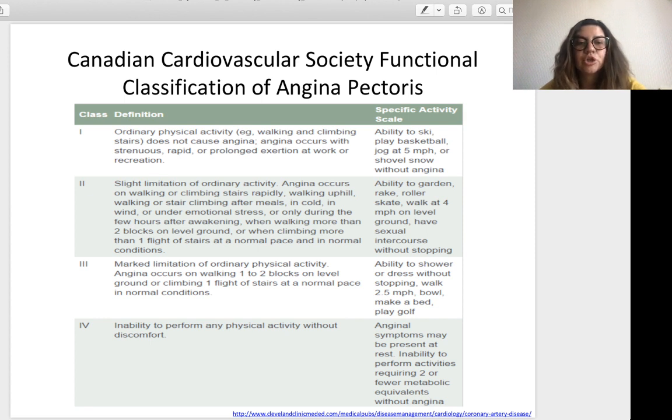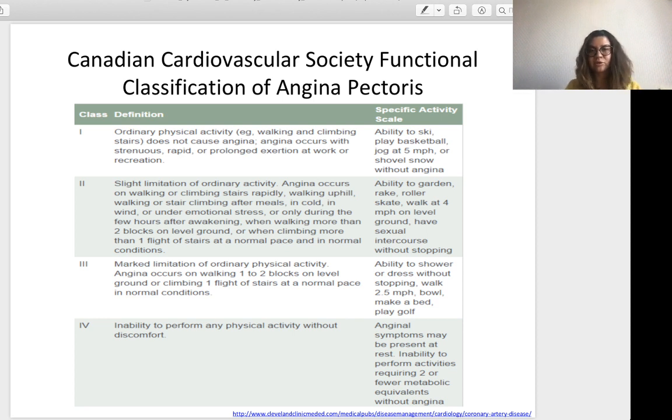It is a slight limitation of ordinary activity. In these patients, angina occurs on walking or climbing stairs rapidly, walking uphill, climbing stairs after meals, in cold, in wind, or under emotional stress, or only during the few hours after awaking, when walking more than 2 blocks on level ground, or when climbing more than one flight of stairs at a normal pace and in normal condition. And what about specific activity? Ability to garden, rake, roller skate, walk at 4 miles per hour on level ground, have sexual intercourse without stopping.